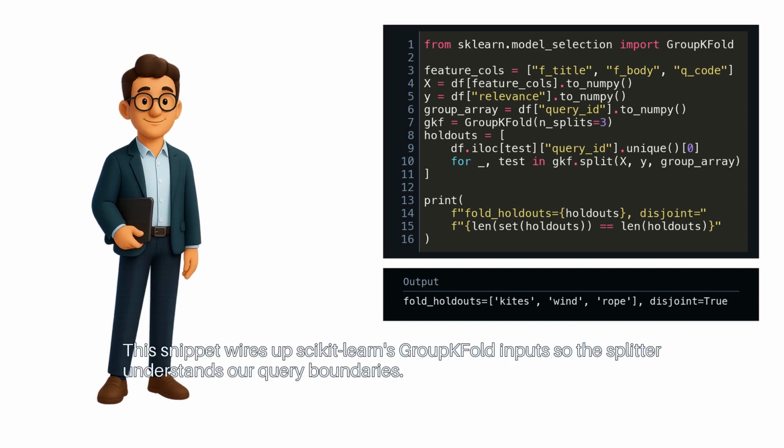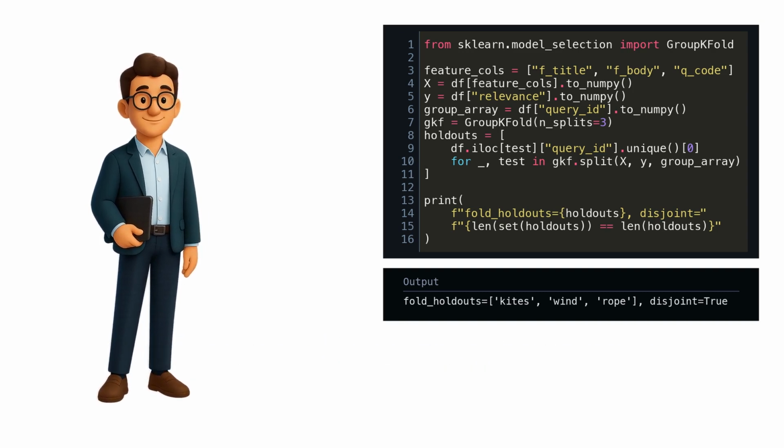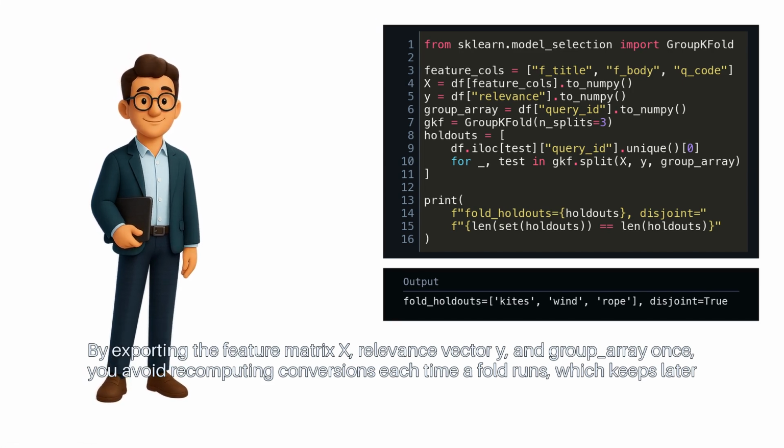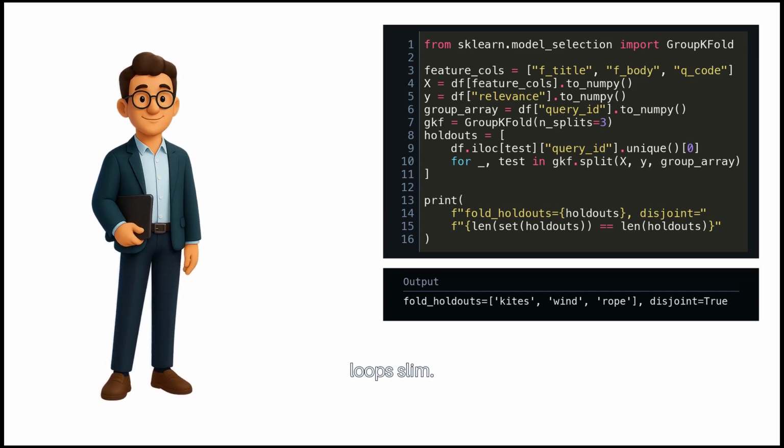This snippet wires up scikit-learn's GroupKFold inputs, so the splitter understands our query boundaries. By exporting the feature matrix X, relevance vector y, and group array once, you avoid recomputing conversions each time a fold runs, which keeps later loops slim.